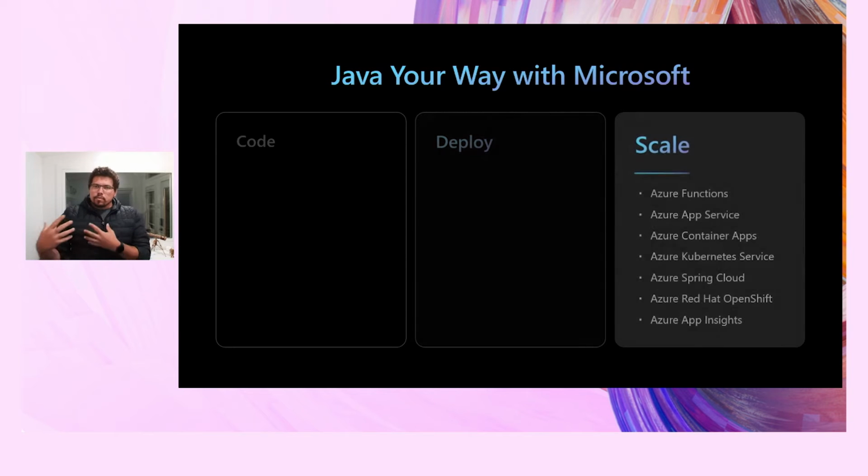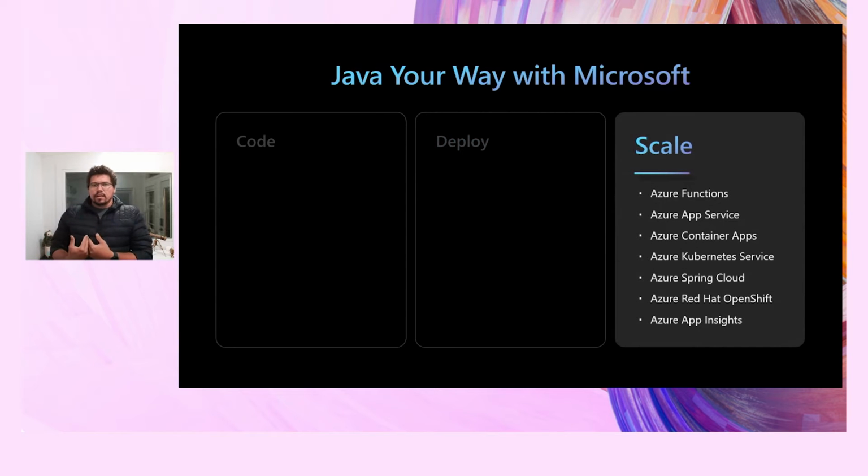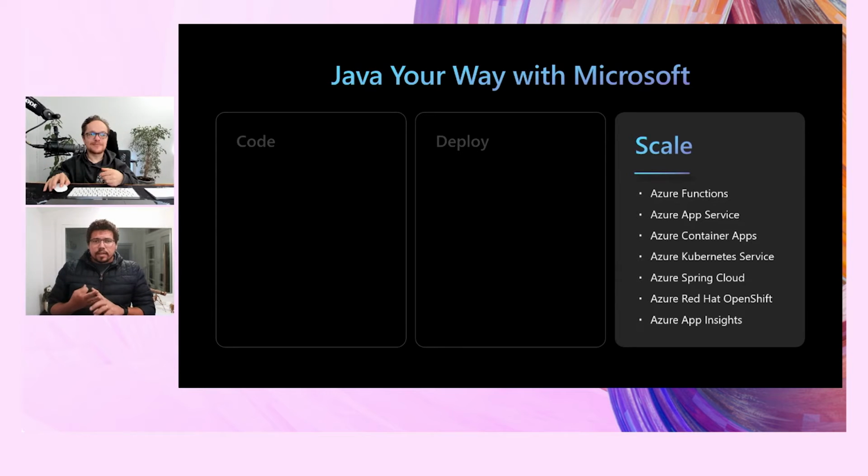And when the scaling part comes in, it's about choosing the right service for the needs of applications. So if it's serverless, Azure Functions. If it's containers or Kubernetes, there are plenty of options. And today, Rory will come back here and talk to us about using Visual Studio Code, Microsoft Build of OpenJDK, Playwright, GitHub Codespaces, and Azure Container Apps. So Rory, it's on you now.